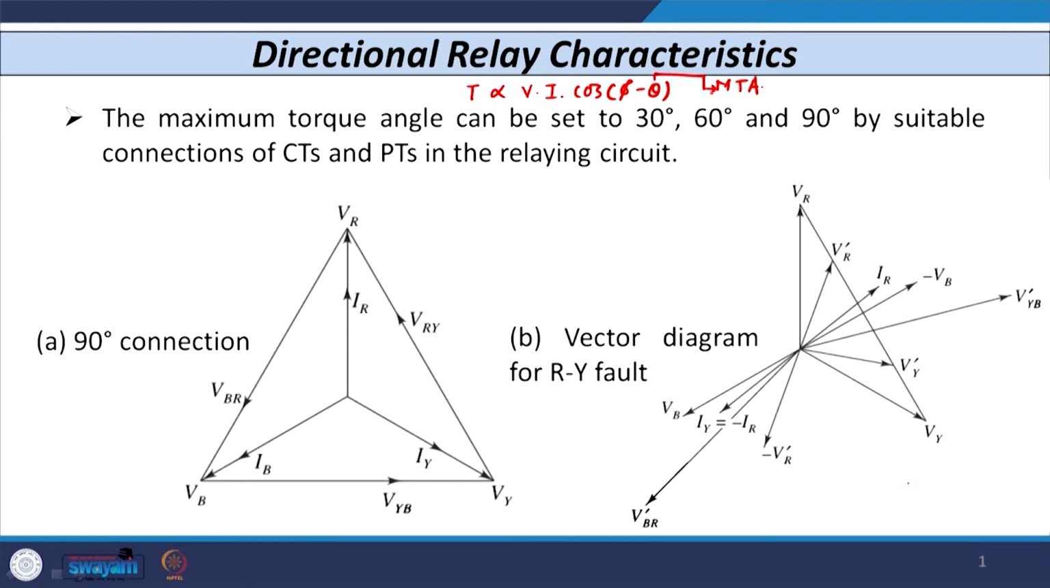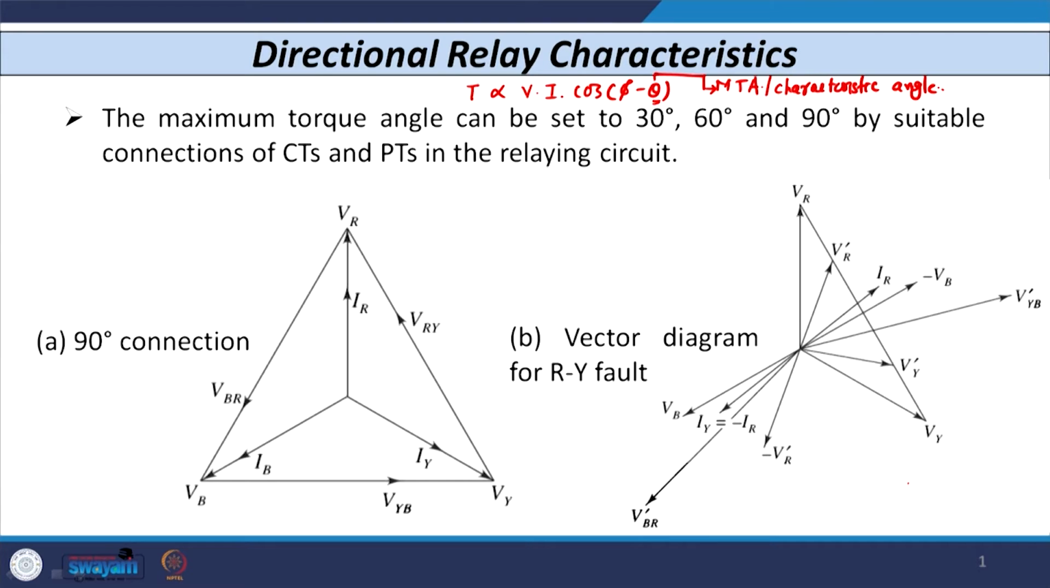where theta is nothing but your maximum torque angle. This phi depends on the power factor angle, so it is obtained by tan inverse x by r, where x and r are the parameters of the transmission line. So, we are talking about theta, which is known as the maximum torque angle. Sometimes it is also known as the characteristic angle.